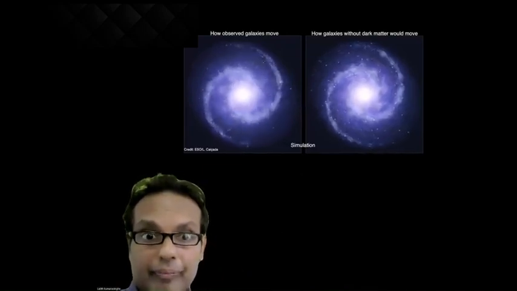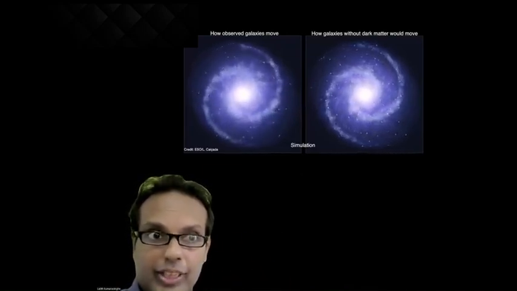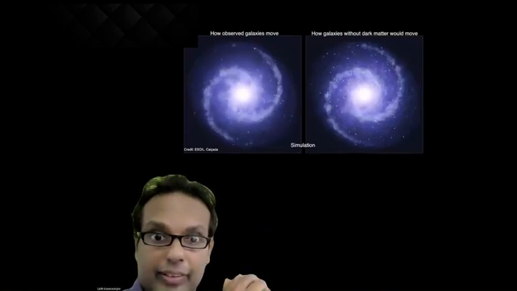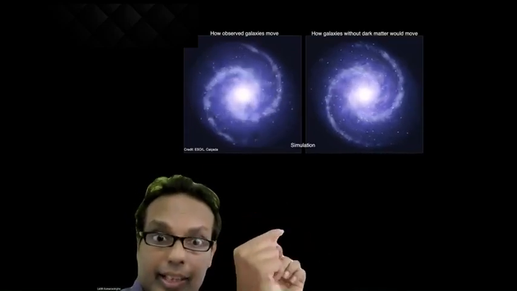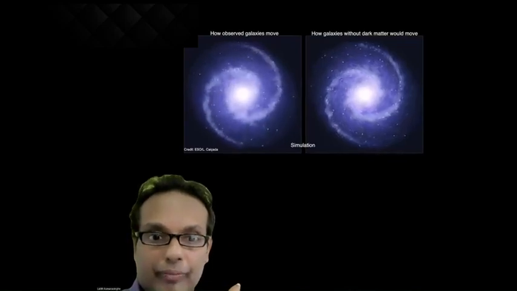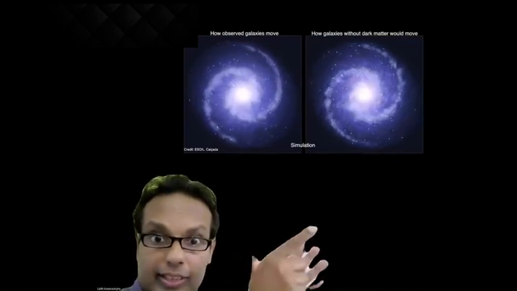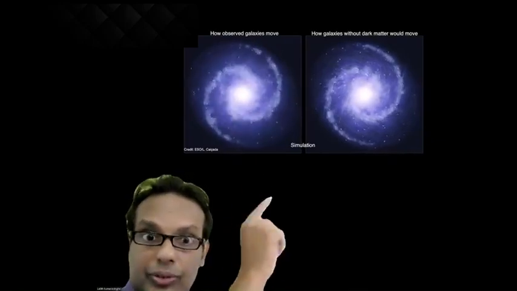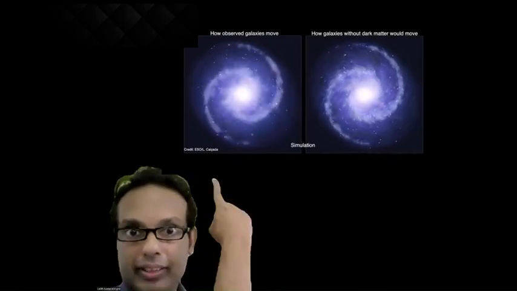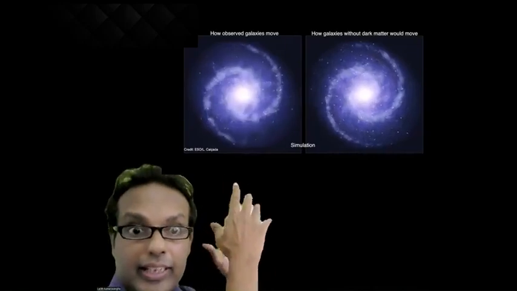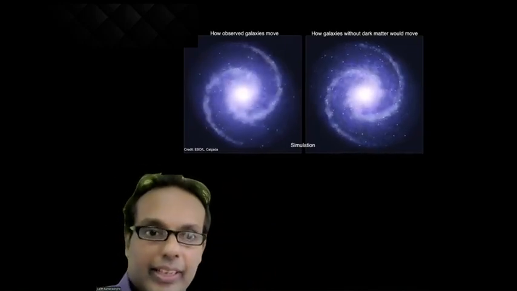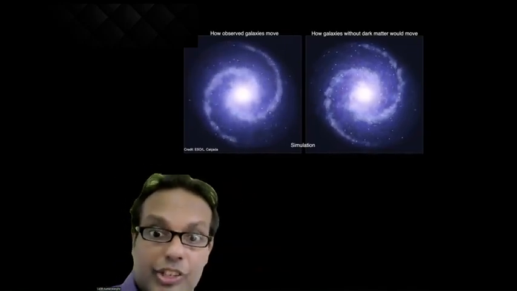This is what we are expecting. Like in our solar system, when you go further away, the things should slow down. If there's only a central mass, the things should slow down. But there is invisible matter in a galaxy. That's why these things are speeding.